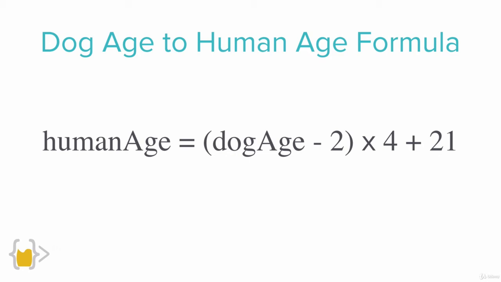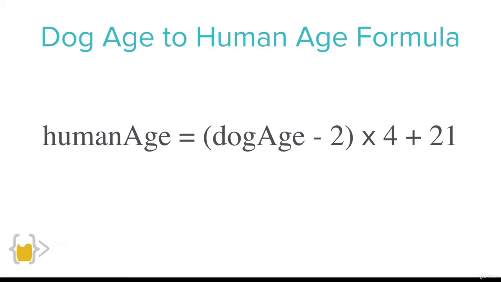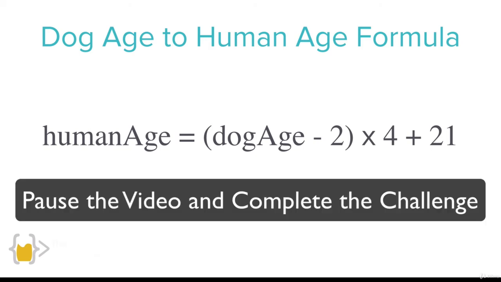And I want you to use what you've learned to create this converter by going into the Chrome developer tools, going into sources, and creating your code inside your index.js snippet. So your code is going to create a prompt that asks the user for the age of their dog. Then it's going to calculate the equivalent human age of the dog using this formula. And then it's going to give this answer back to the user through an alert. So pause the video and see if you can complete this challenge.